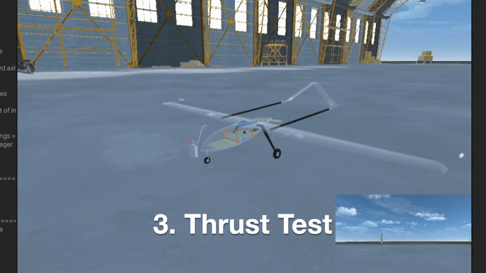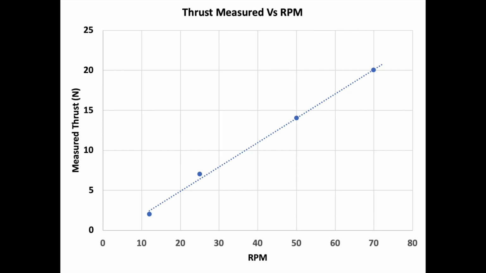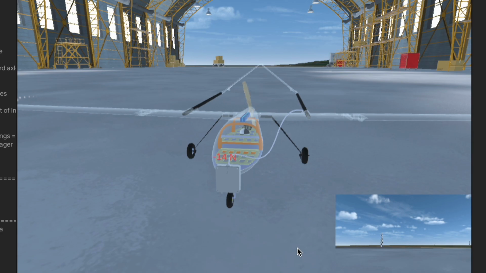The thrust test revealed that this aircraft produces a steady linear acceleration with increasing throttle input to a maximum thrust of 29 newtons.